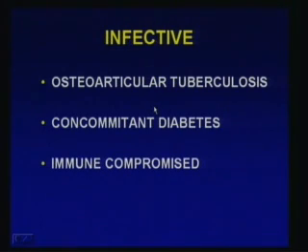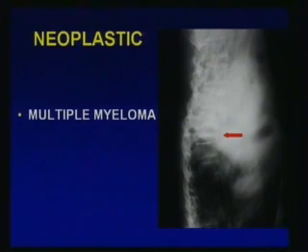And as far as the infective process is concerned, it needs to be realized that old age itself is also an immune deficient stage. And coupled with concomitant diabetes, these patients become more prone to infections. And as far as orthopedic surgery is concerned, osteoarticular tuberculosis is very common. Apart from this, the elderly age group is very much prone to the neoplastic processes. Multiple myeloma is a very, very common condition amongst neoplasms.